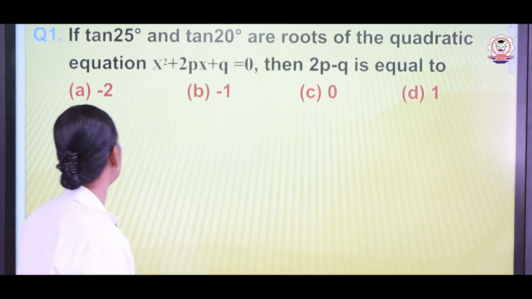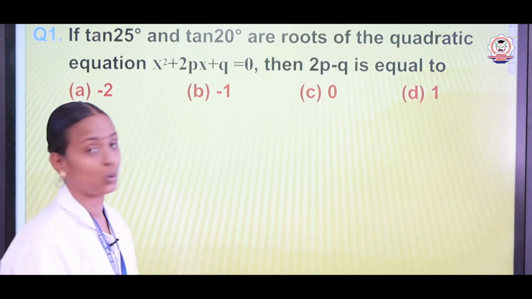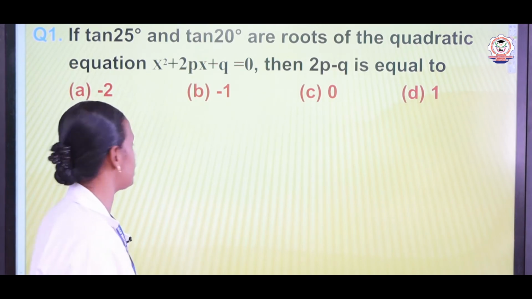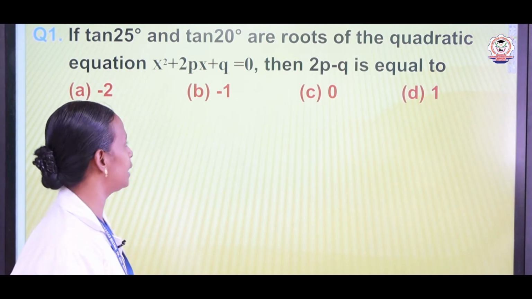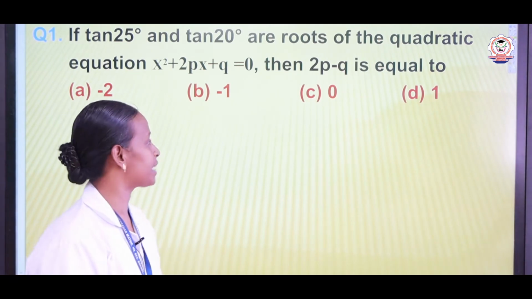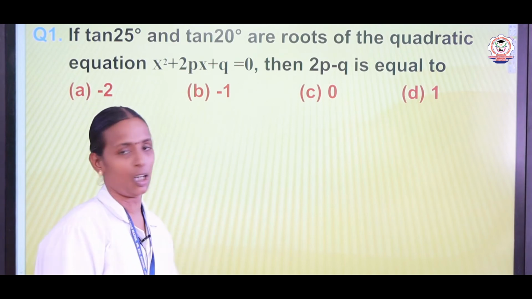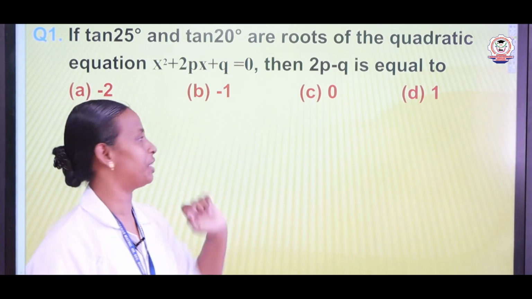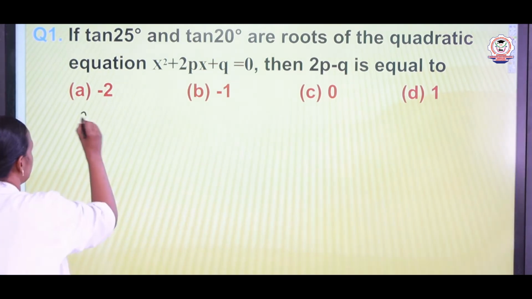Problem number 1. If tan 25 degree and tan 20 degree are roots of the quadratic equation x square plus 2px plus q equal to 0, then 2p minus q is equal to option A minus 2, option B minus 1, option C 0 and option D 1. Now we are going to see the solution.